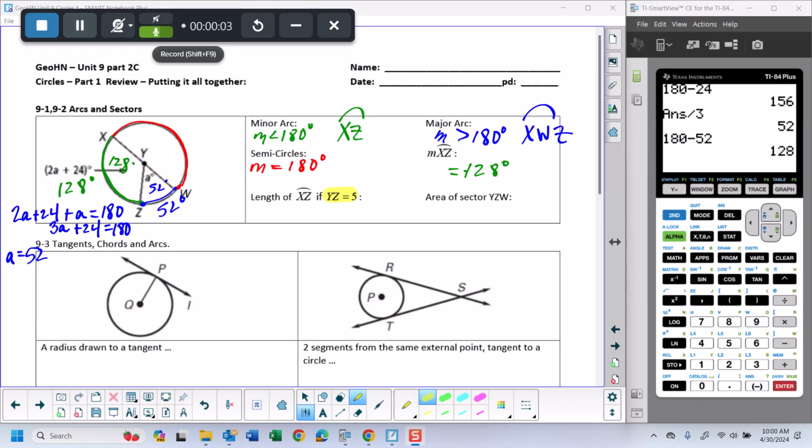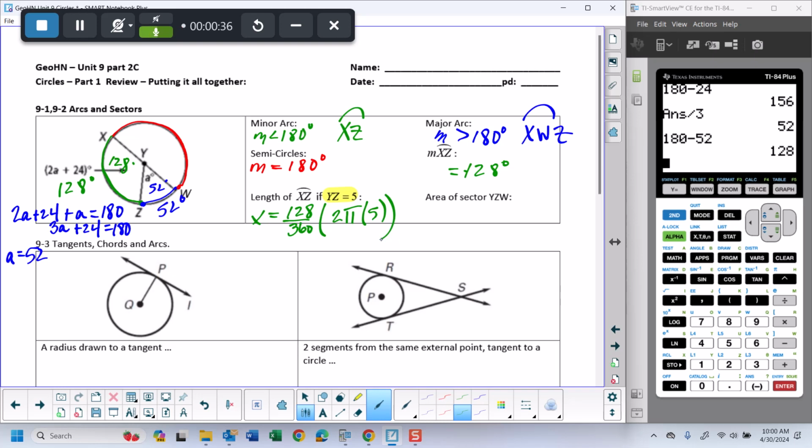So once I solve for A, once I solve for the measure of arc XZ, I can go ahead and find its length. Its length is going to be equal to however many degrees I have over 360 times that total distance around. So my circumference is going to be twice times pi times my radius.